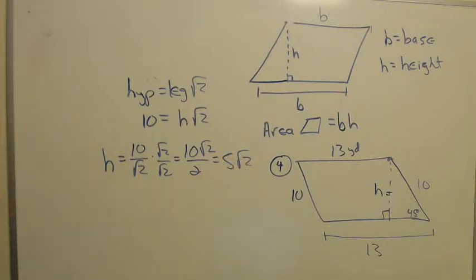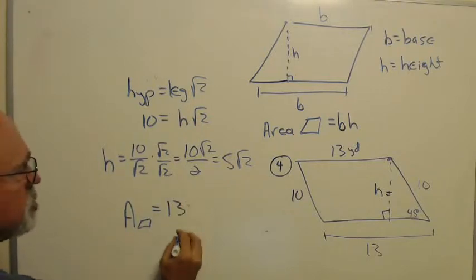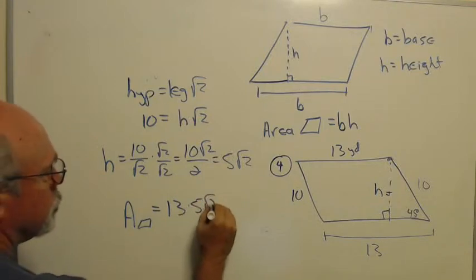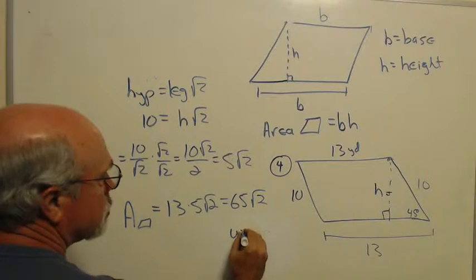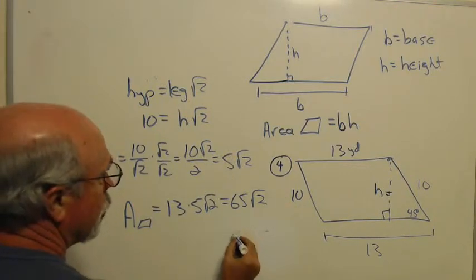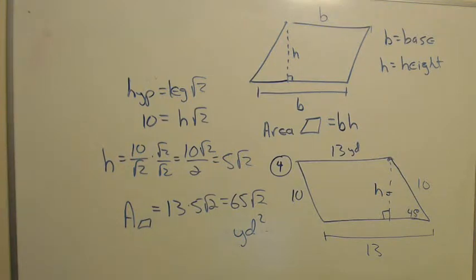I now know the base and height. So the area of this parallelogram is its base, 13, times its height, 5 square root 2, or 65 square root 2 units. And in this case, I know the units, they're yards, squared, or square yards. Okay, so you'll be working some problems like that.